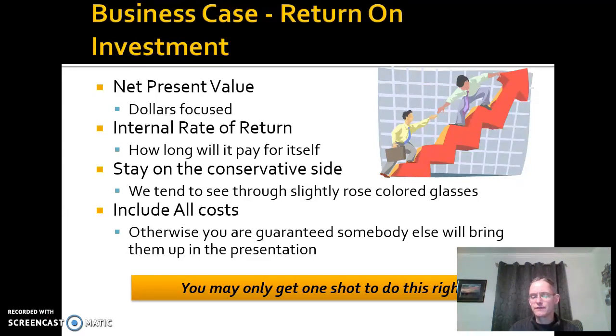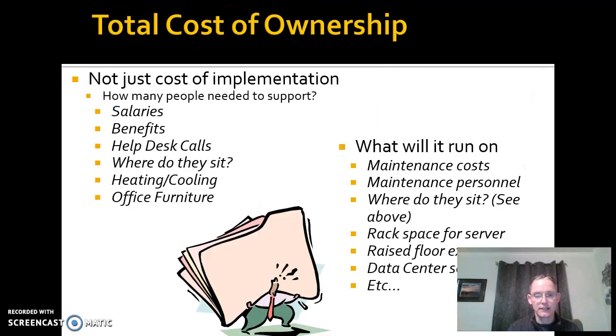Try to stay on the conservative side, because we will tend to see things through slightly rose-colored glasses. We always see the vision of what it's going to be, and we always underestimate the costs. So in an effort not to do that, stay on the conservative side and also include all your costs. Otherwise, if you don't include all the costs in the presentation, undoubtedly someone's going to come along and say, hey, you forgot about this. And once people start pointing out things that you forgot about, you start to lose credibility in the overall presentation. So make sure you get it right and that you covered the details. Typically, you only get one shot at this, especially within the term of a year. So you got to make sure you get it right.